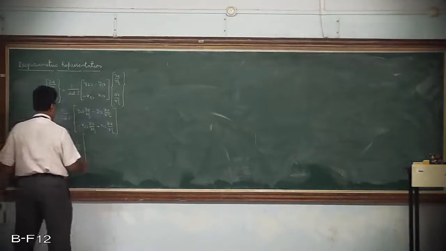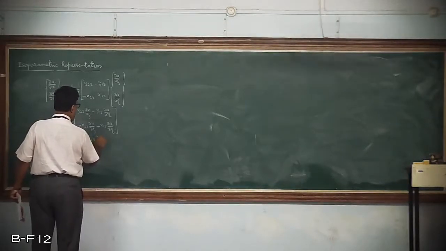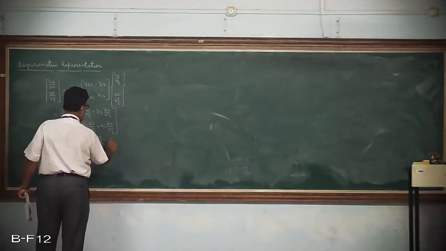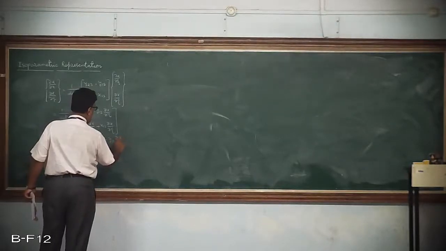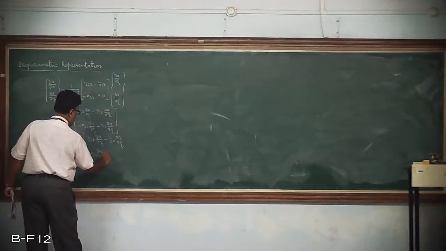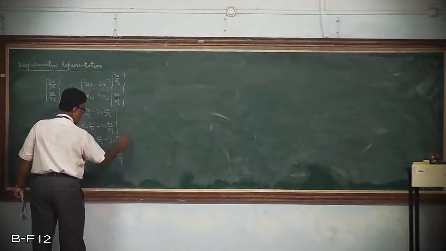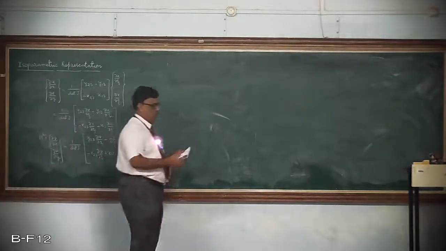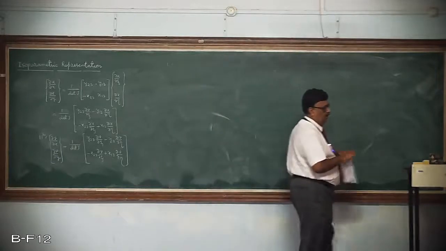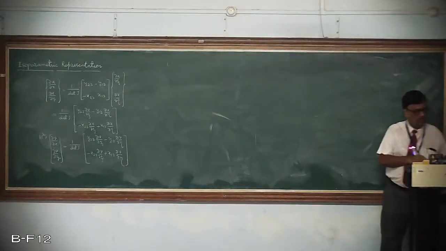This will again remain the same, Y23. Only dou v by dou zeta minus y13 dou v by dou eta will come. Here it is minus x23 dou v by dou zeta plus x13 dou v by dou eta you will get. So once you know all these 4 components, it is very simple for us to write down the strain matrix. So let us write down that.